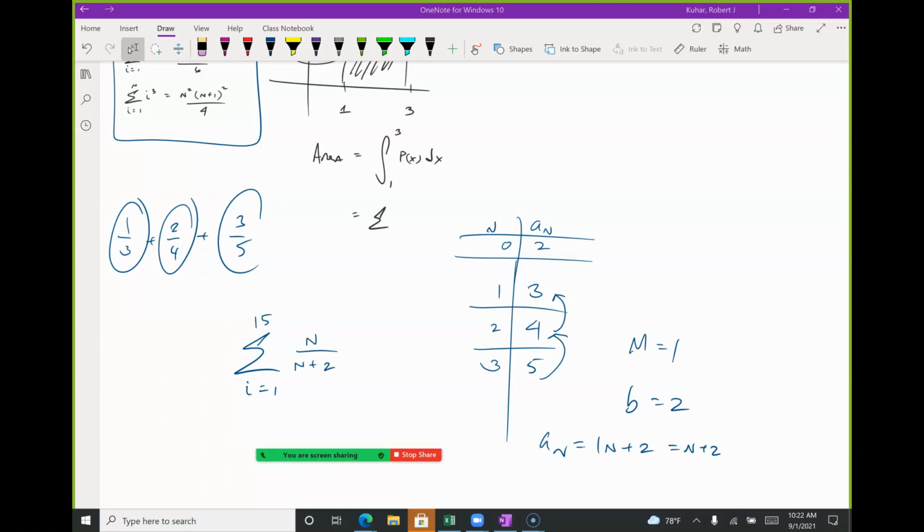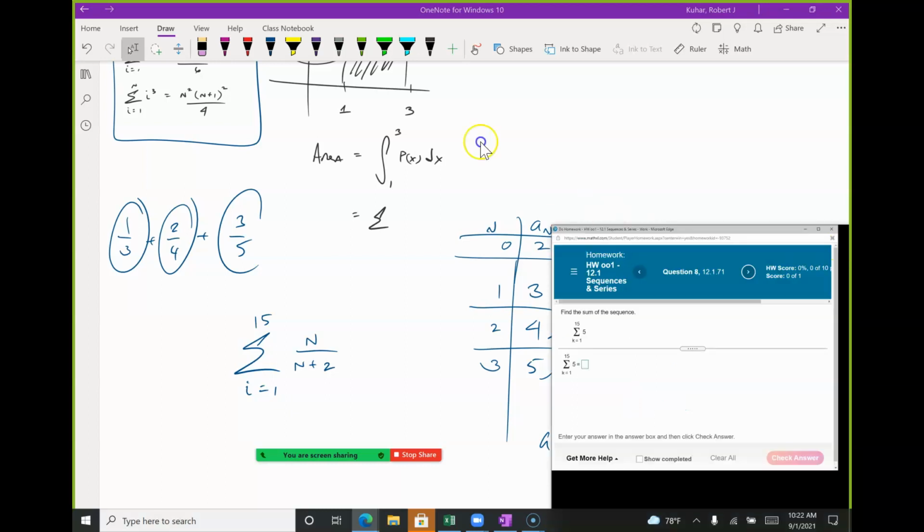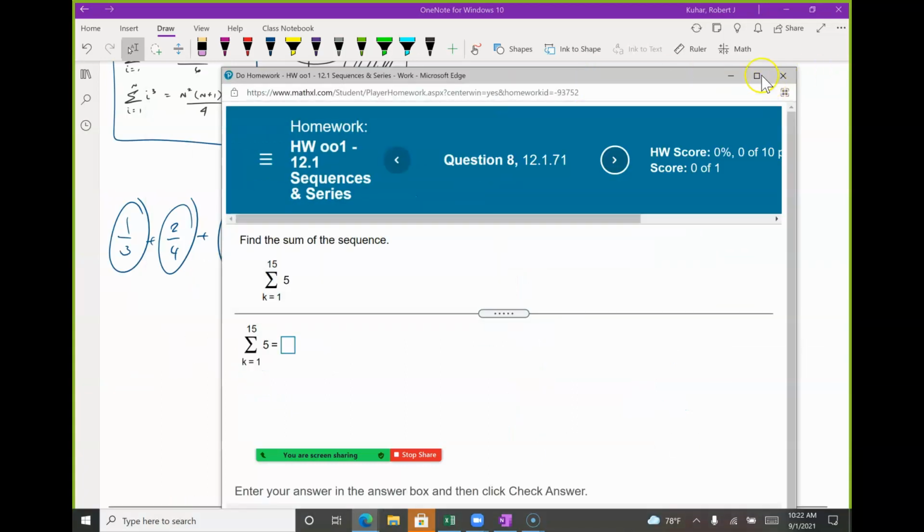But how are we feeling? We're feeling okay about things? Let's look at another homework problem. So find the sum of this sequence. I can add up 5 15 times. Professor, we can't see the homework problem. Thank you.